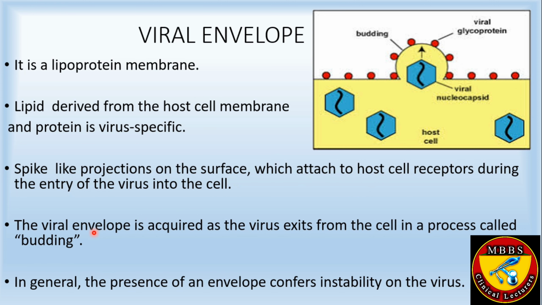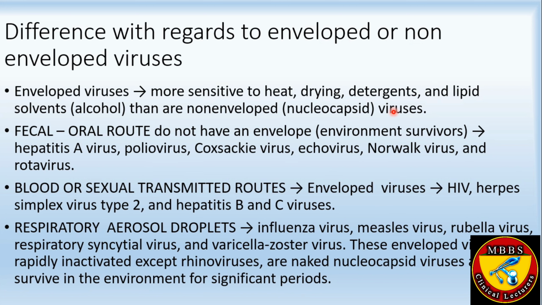Now the virus envelope is acquired as the virus exits from the cell, in a process called budding. Now, when it wants to invade other human cells, it just comes out of the human cell, taking its cell membrane and converting it into its own envelope. In general, the presence of an envelope confers instability on the virus. So, all the enveloped viruses are unstable viruses.